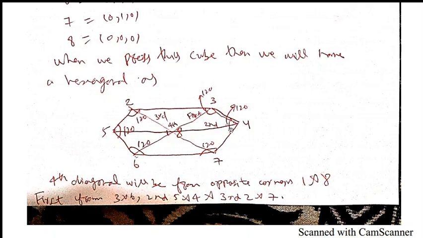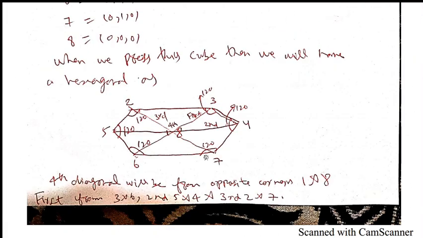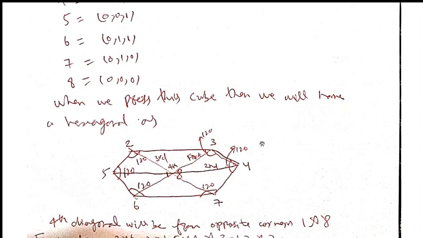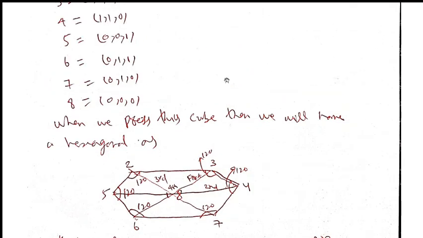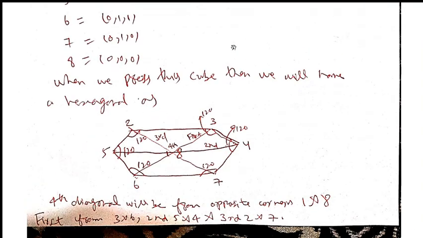When we complete this 120 degree rotation, 3 will move to 7, and 7 will go to 5. These lengths are the same, you can check. And 5 will go to 3.